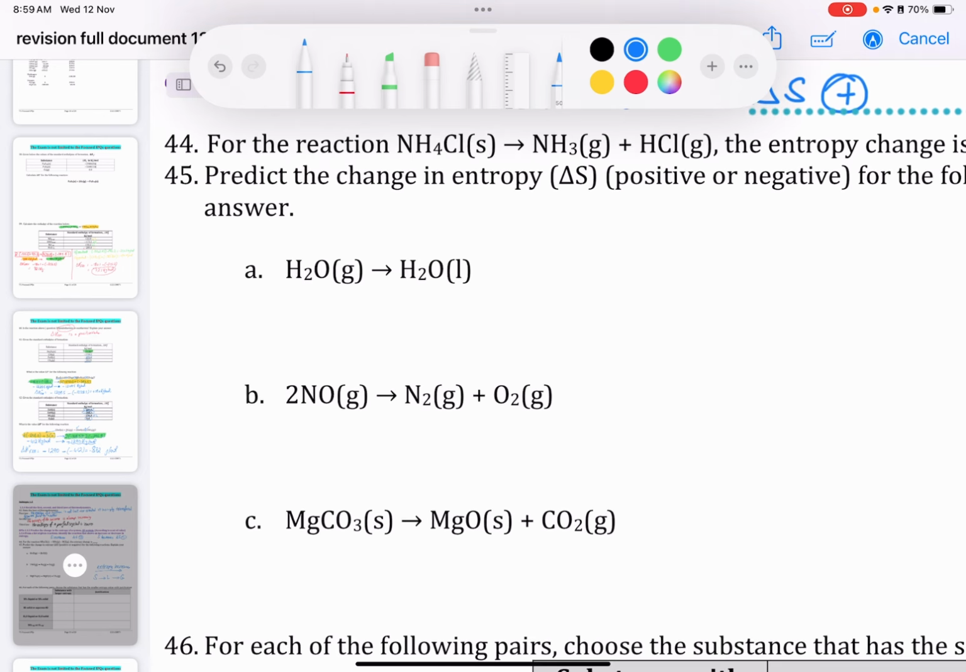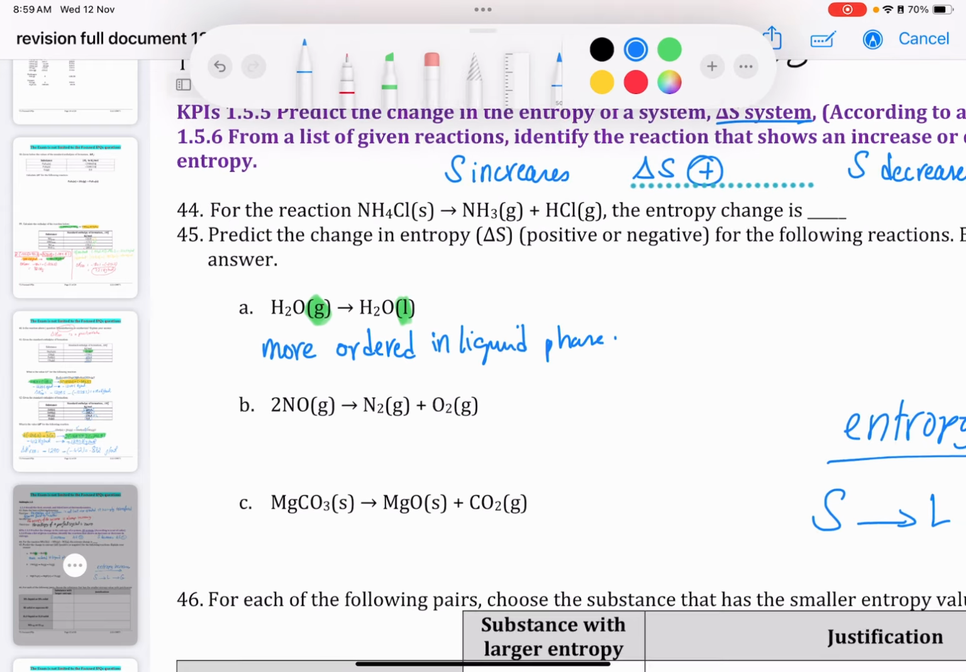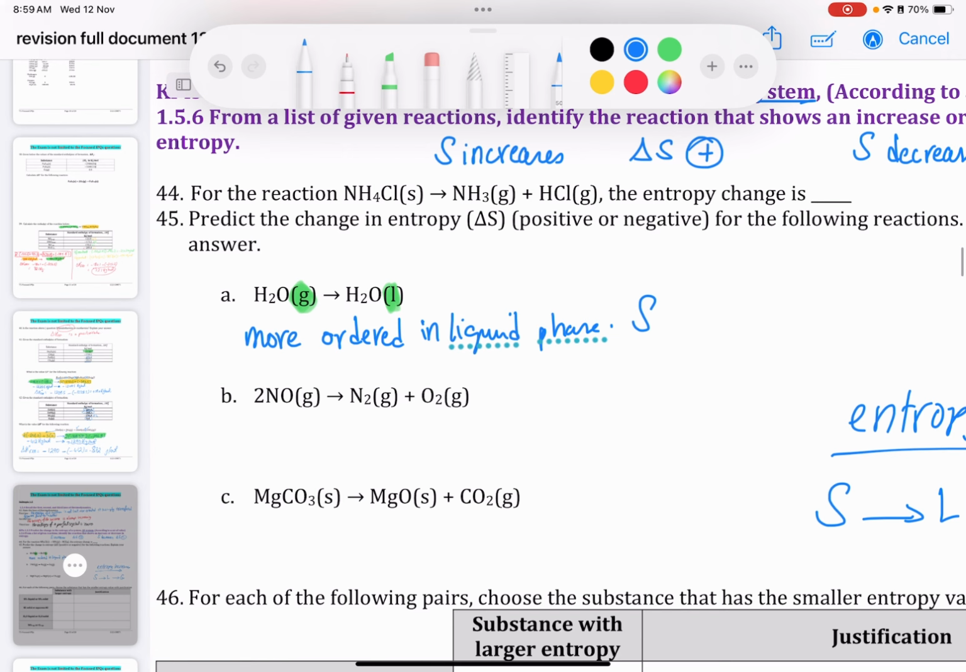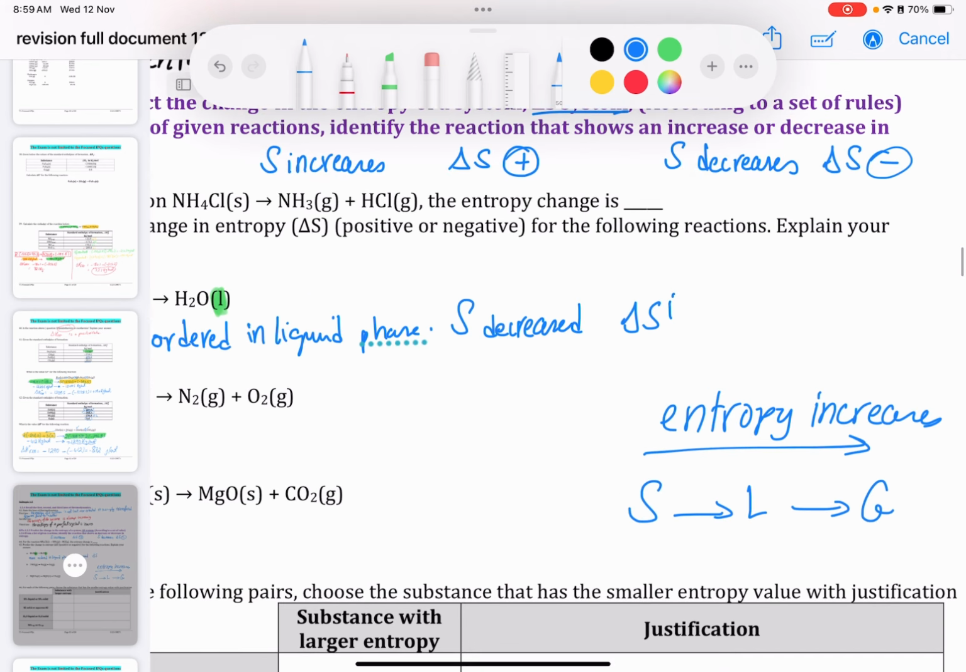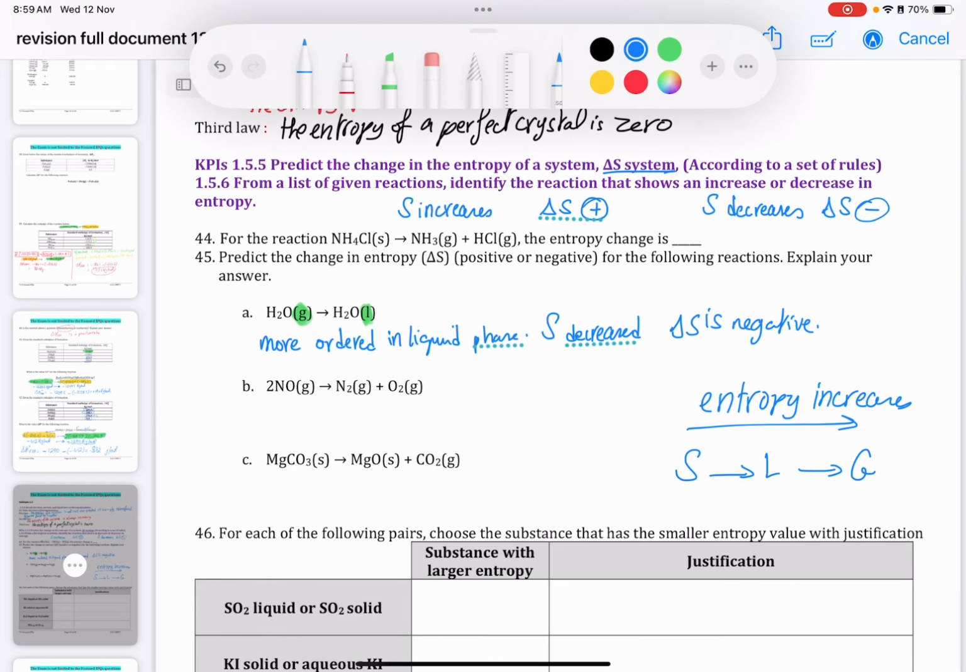So I'm going to go through every example. Here, I can see that I have H2O and I still have H2O, but the state changed from gas to liquid, which is more ordered. So in this case, the entropy decreased. So S decreased, or I can say delta S is negative. Why? Because the liquid is more ordered than the gas.